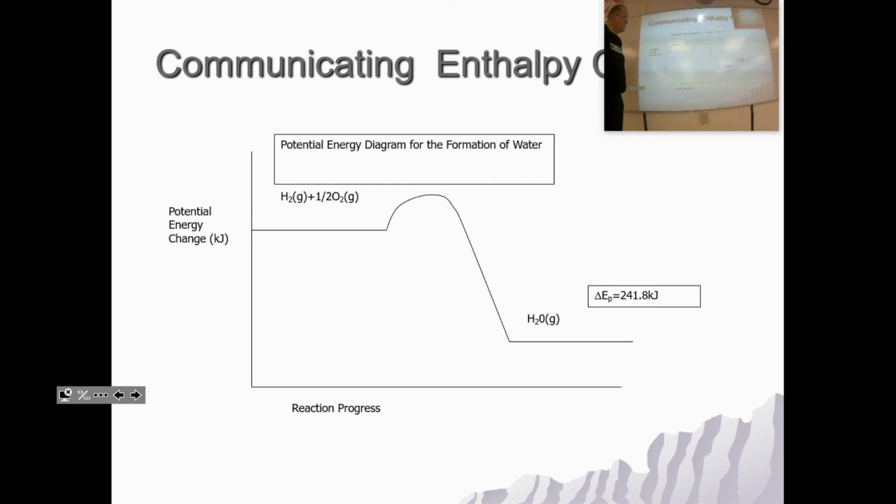So here's the potential energy diagram for the formation of water. We have our potential energy in kilojoules, we have our reaction progress, we have our title. We have our reactants listed here and our products listed there. I know that this is an exothermic process because my reactants have more energy stored than my products do, and how much more energy is over here. Now I've used delta EP. We can use a bunch of different ones.